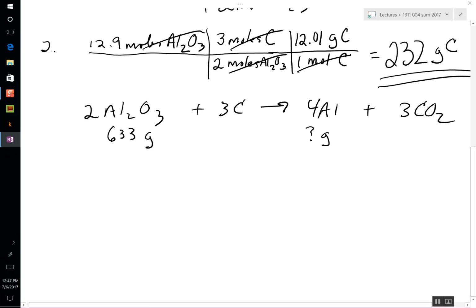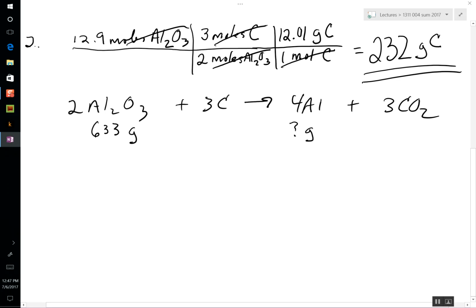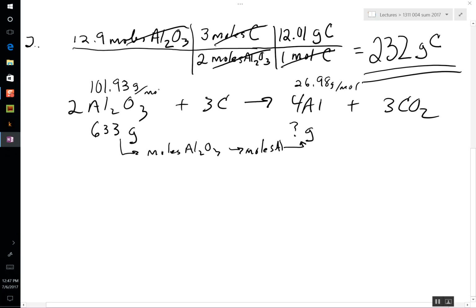So 633 grams of aluminum oxide, we're going to convert that into grams of aluminum. And what are we going to do? We're going to convert this into moles of aluminum oxide, then into moles of aluminum, and then finally into grams of aluminum. All right? So remember, this was 101.93 grams, and this is 26.98 grams per mole. So 633 grams of aluminum oxide.